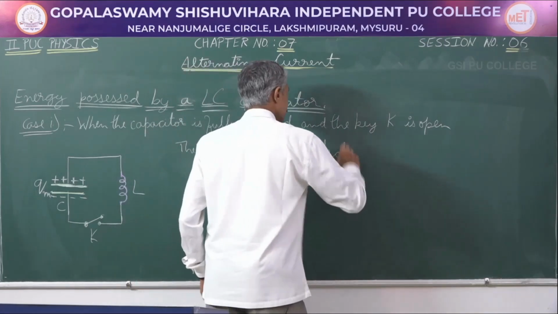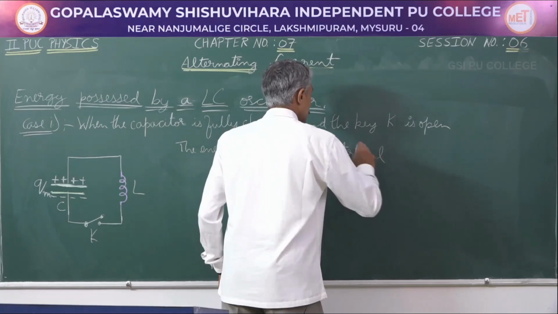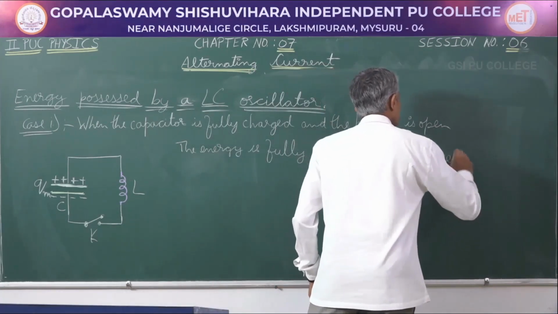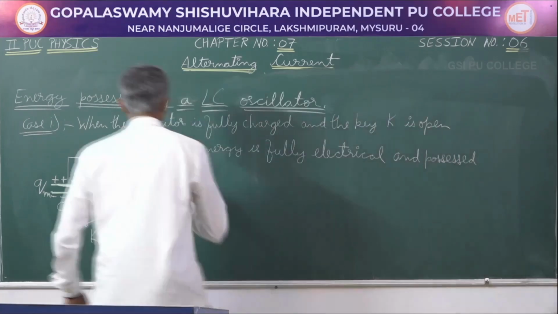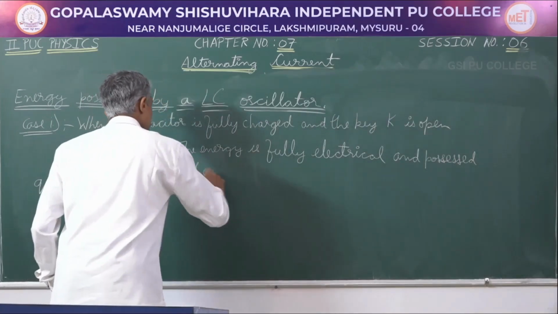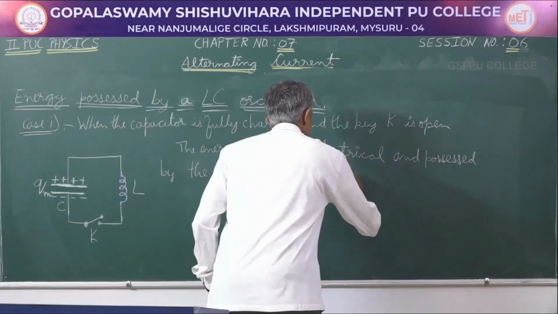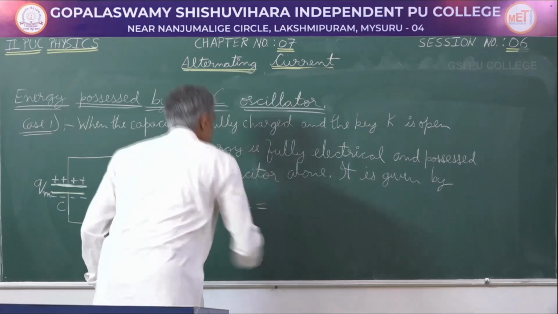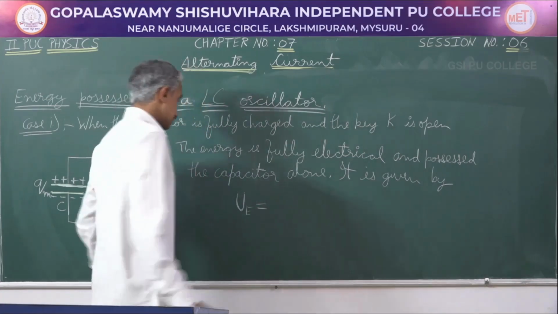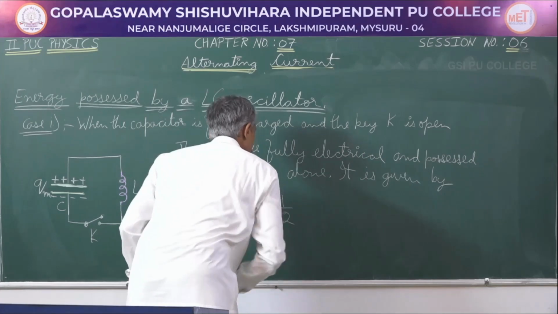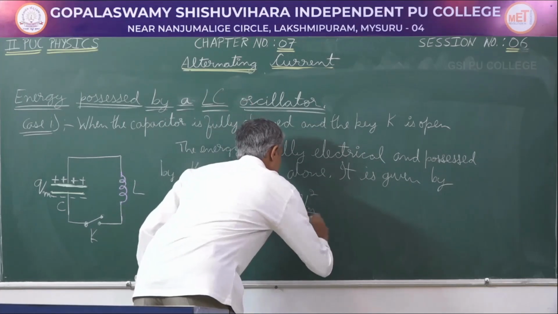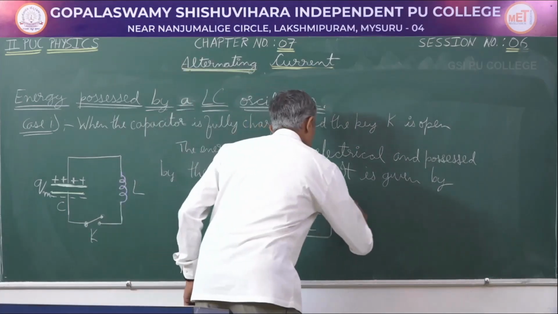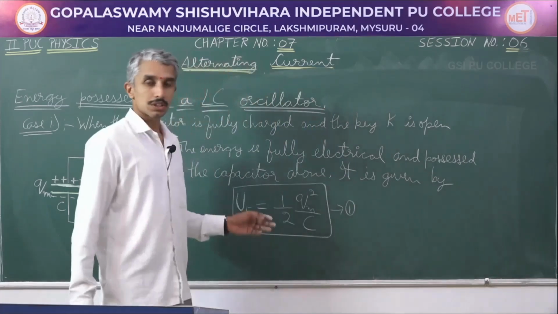and this energy I can write: the energy is fully electrical and possessed by the capacitor. It is given by the electrical energy, half into Q maximum square by C. Take this as equation 1.